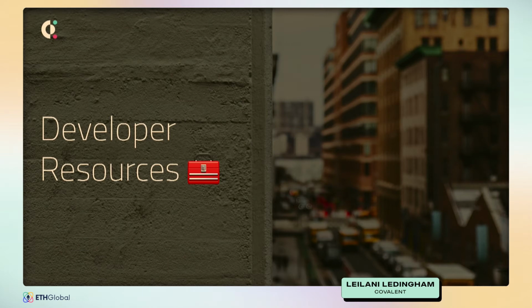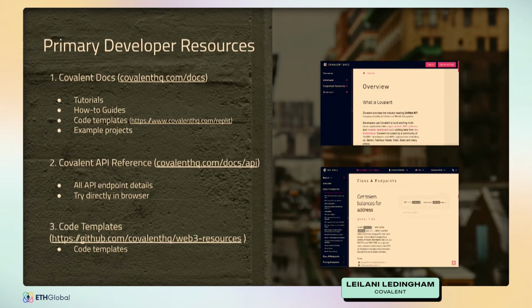So here's the primary developer resources. One is our Covalent docs. Obviously, when you try a new product, you go to the docs to see how it all works. On there, you can see supported networks, more info on the blockchains that we support and how you can use those endpoints. You can also see how-to guides. You can see some of the other tech that we have built on top of the API that's an option for you to use. Then there's the API reference itself.